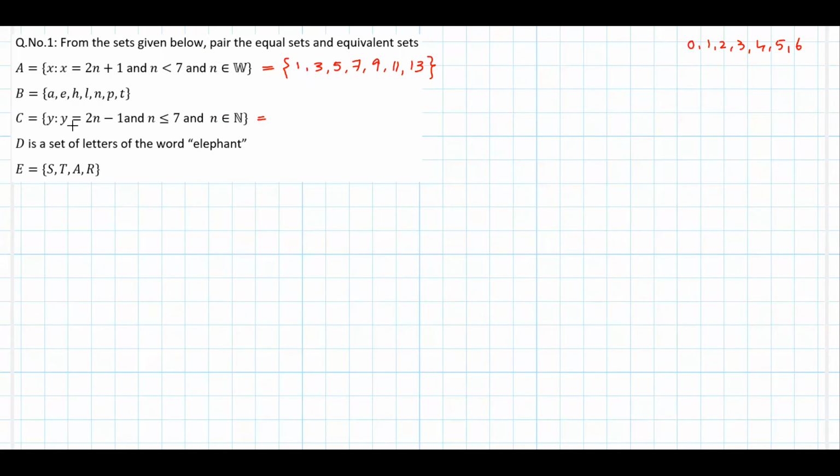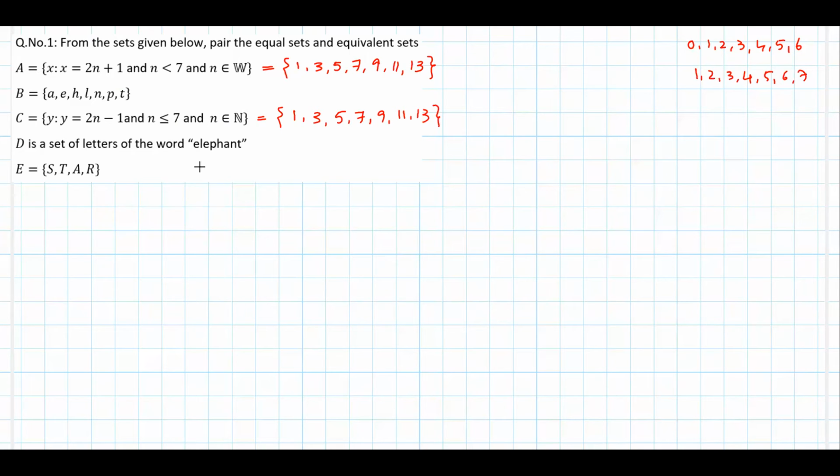We have to find the values of y, and then form the set. So here n is less than or equal to 7 and belongs to natural numbers. So what are the elements here for n? 1, 2, 3, 4, 5, 6, 7. So what are the elements here? When n is equal to 1, the result is 1. When n is equal to 2, it is 3. When n is equal to 3, it is 5. And then next 7, 9, 11. When n is equal to 7, it is 13.